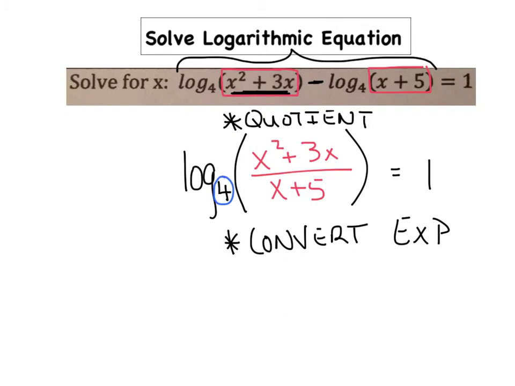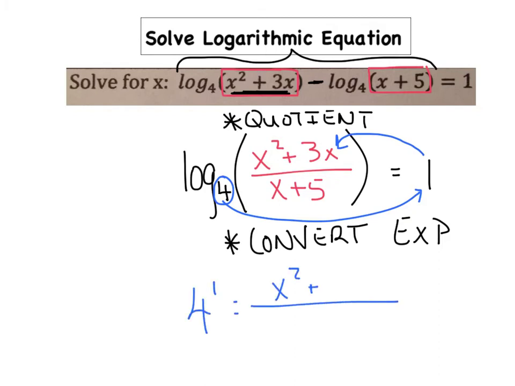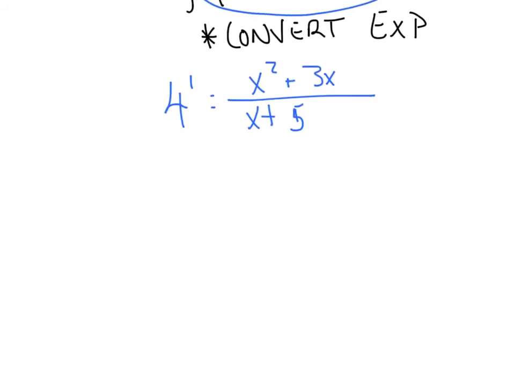So I'm grabbing the 4, I'm going to raise it to the first power, and I'm going to set it equal to the entire red expression. And that gives me x squared plus 3x all over the quantity x plus 5. Okay, now let's go ahead and we'll cross multiply. And you'll see this is kind of a longer problem.